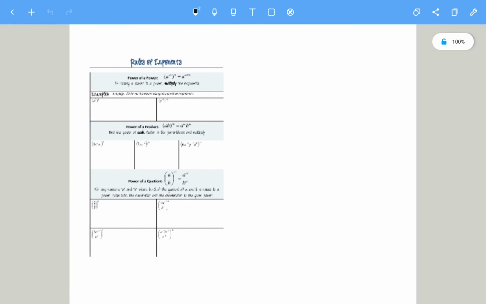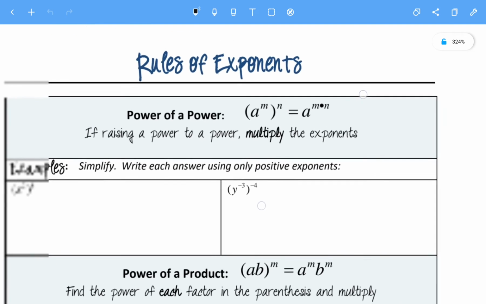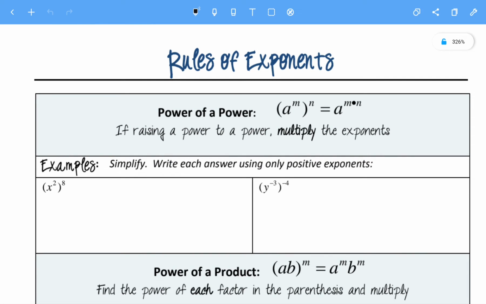All right. We got a couple more rules. We got power of a power. So if raising a power to a power, multiply the exponents. So this time we have an exponent raised to another exponent. So for the first example, we have x to the 2nd power raised to the 8th power. So this is x to the 2 times 8, which is x to the 16th.